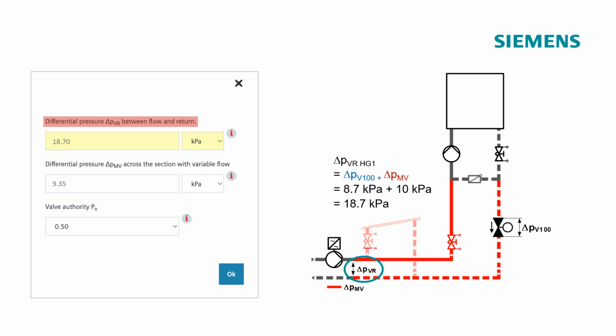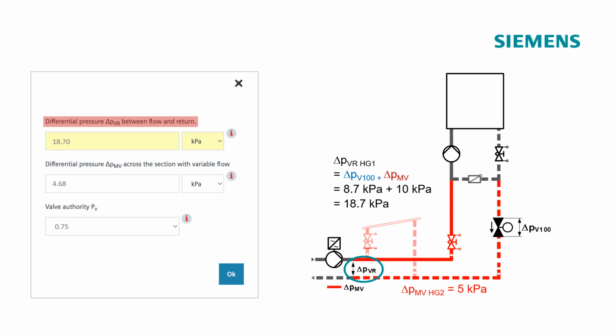However, the resistance in the variable flow section, delta PMV, in heating group 2 is lower. This is because the pipes are short and have a lower resistance up to the bypass of the injection circuit. Only the balancing valve for hydronic balancing introduces some resistance. For the shown situation, delta PMV is therefore 5 kPa. To achieve a delta PMV of 5 kPa in the calculation, we now select a valve authority PV of 0.75. This results in a delta PMV of 4.68 kPa, approximately 5 kPa.